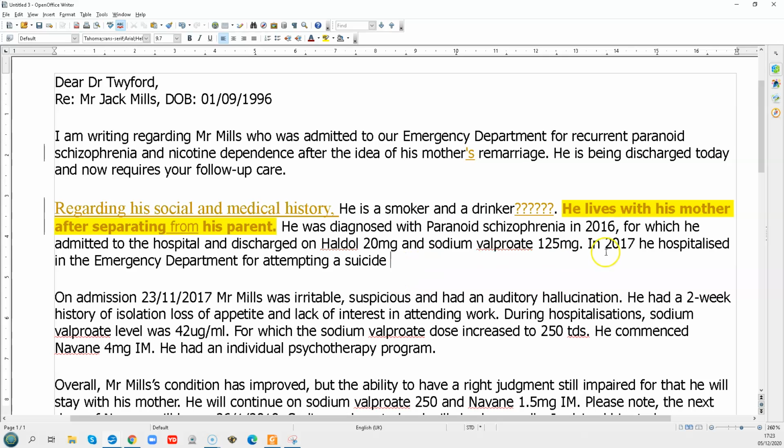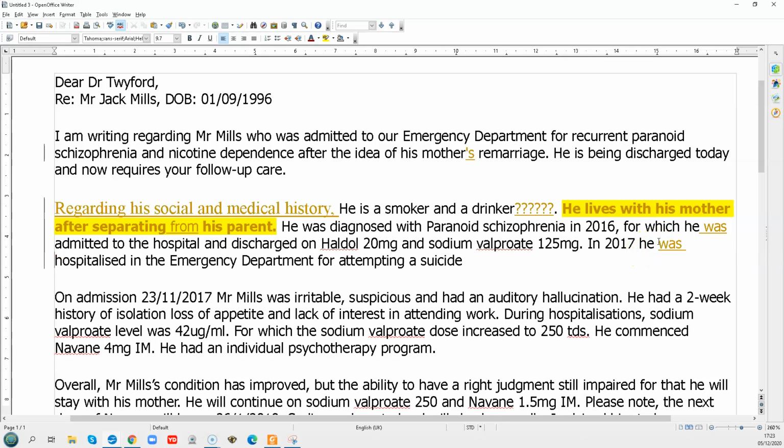Diagnosed with paranoid schizophrenia, which right. Did he admit himself? Did he discharge himself? No. Did he hospitalize himself? No. It should be passive. He was admitted. Probably didn't admit himself. Or he self-admitted. He was.